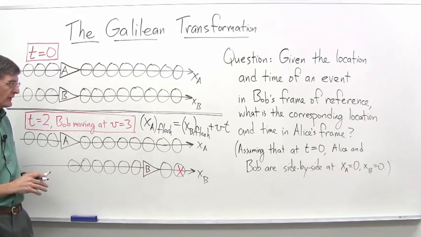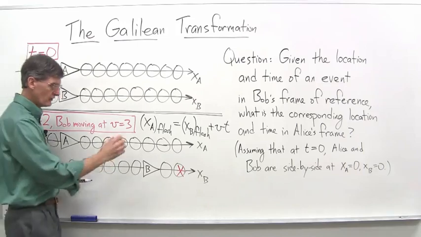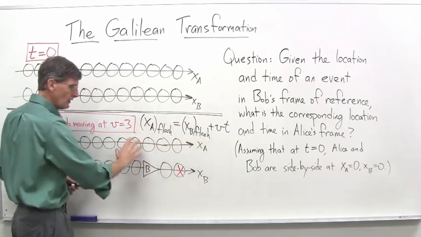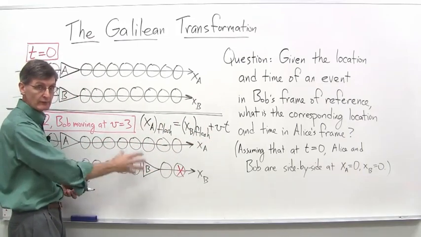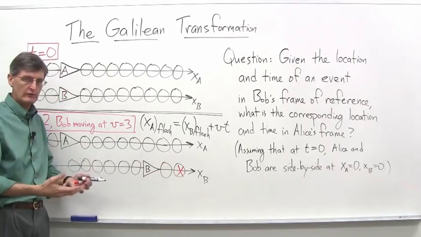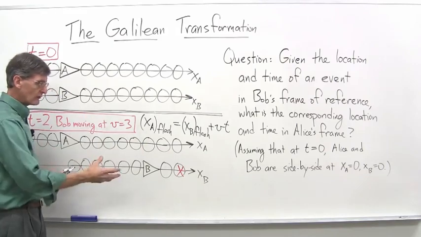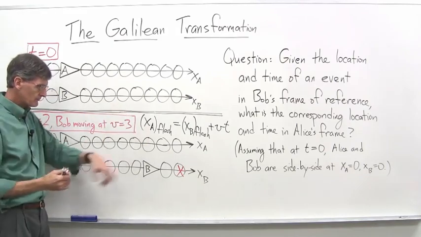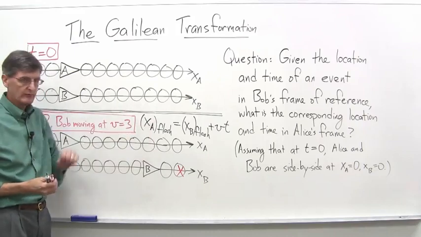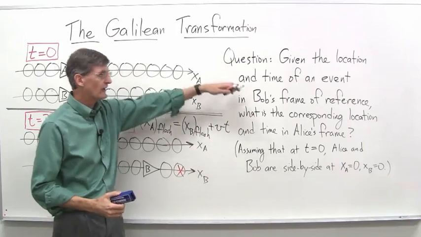So this is the basic so-called Galilean transformation. It's a transformation because it allows us to transform between Alice's frame and Bob's frame in terms of an event occurring. If Bob measures an event on his measuring stick, as it were, and clocks, then we know that the position in Alice's frame of reference is given by this simple formula here. Let's erase our question again. So we've answered part of the question.